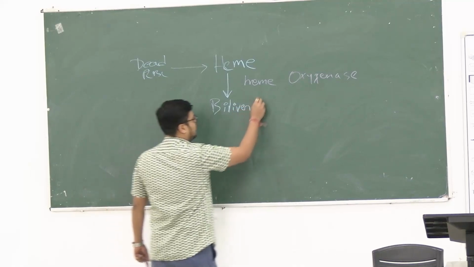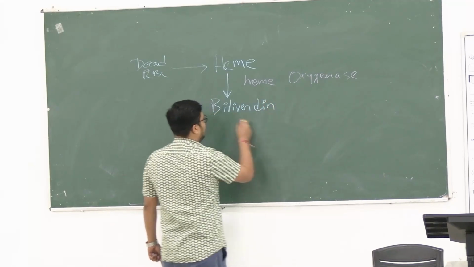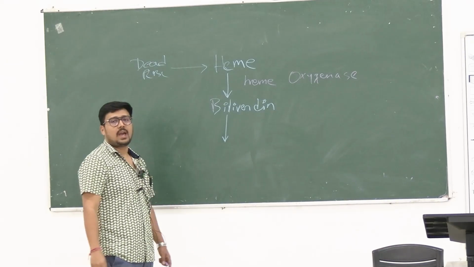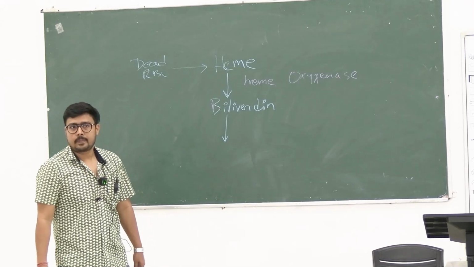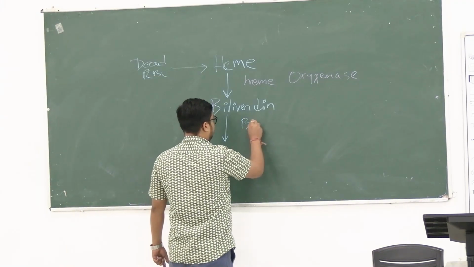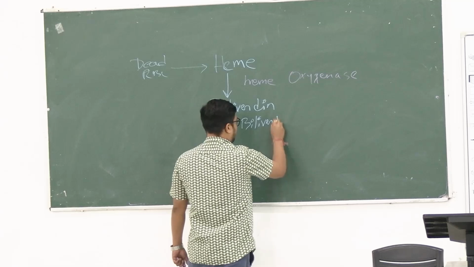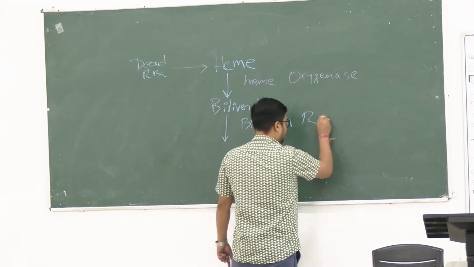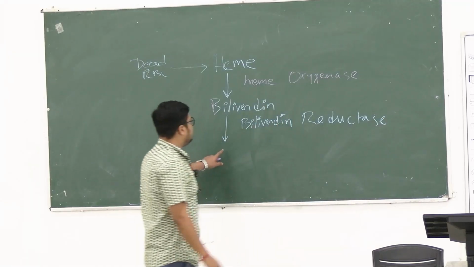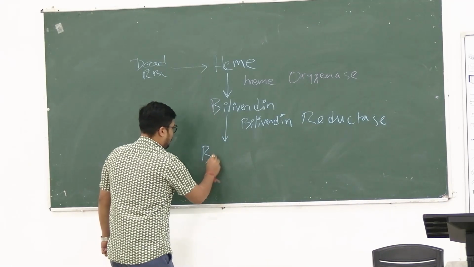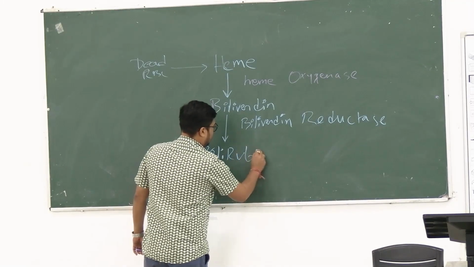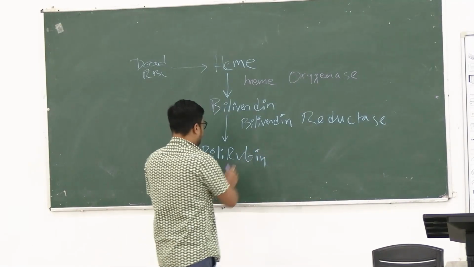So this biliverdin undergoes another enzymatic reaction with the help of the enzyme biliverdin reductase. And finally, this biliverdin is converted to bilirubin. This is the enzyme.